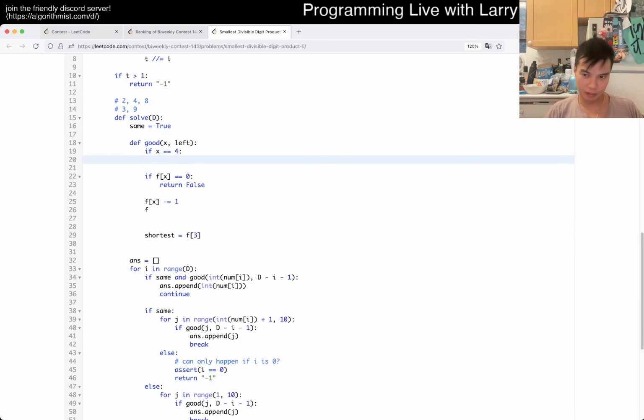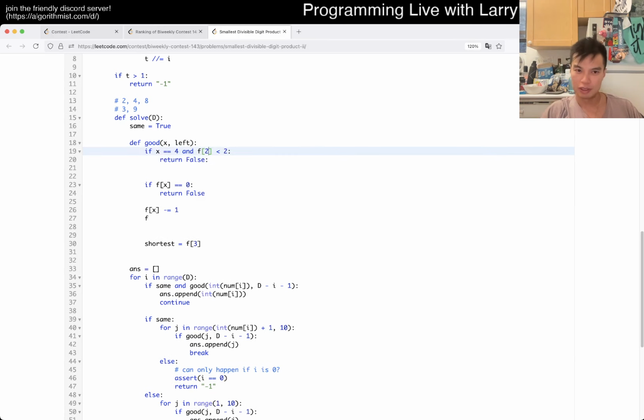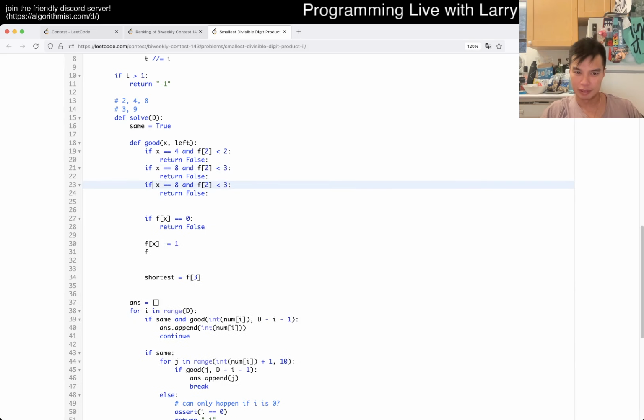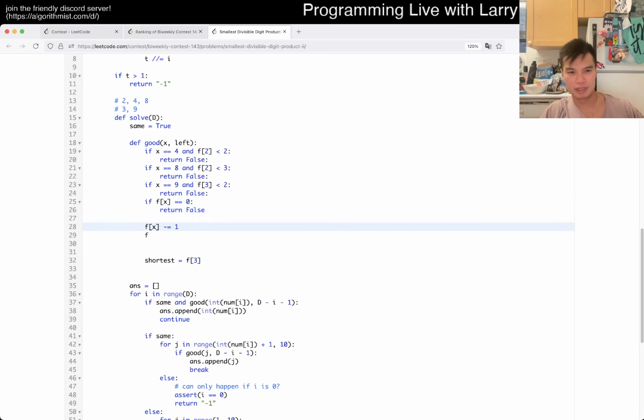Okay, so if x is equal to 4, then it is just an f of 2 is greater than 2, or less than, if we were less than 2, then we return false, right? It's not great to code, but yeah, okay. Right. It's definitely yucky.